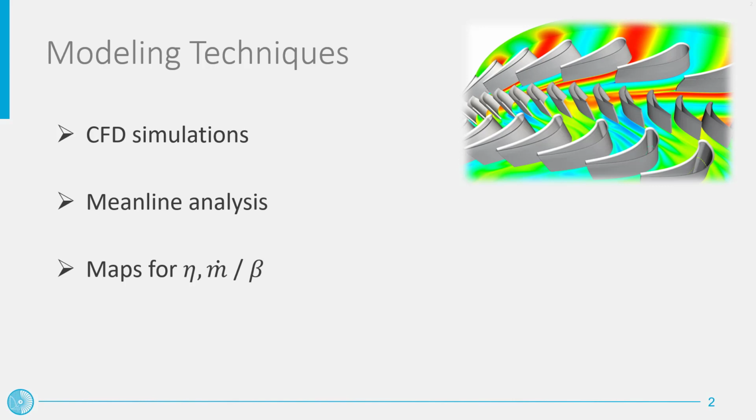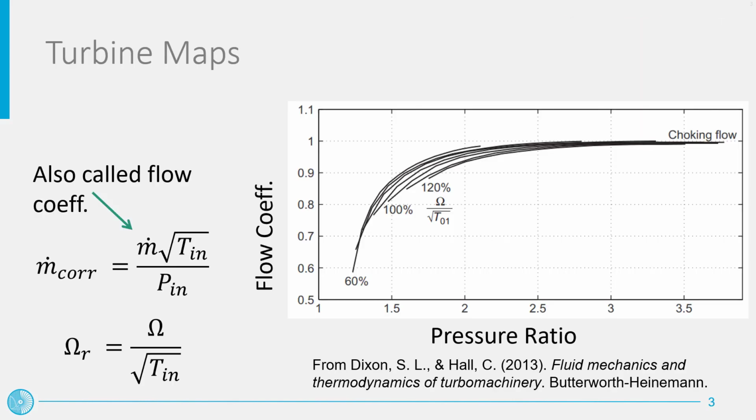Performance maps can also be evaluated in the preliminary design phase by using a mean-line model. However, reliable estimates are obtained only if the 1D model has been validated and empirically tuned upfront for the specific application under consideration on the basis of experimental data. In the following slides, we will see what these maps look like for turbo machines. Let us start with turbines.